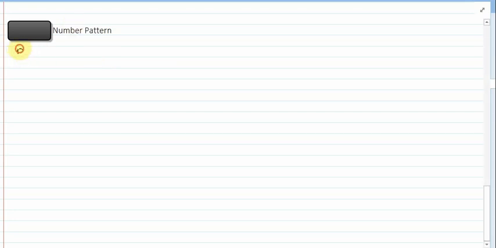The first one is when the difference is constant. Now what does that mean when difference is constant? Let's suppose you have a sequence of 3, 8, 13, 18 and so on, right?